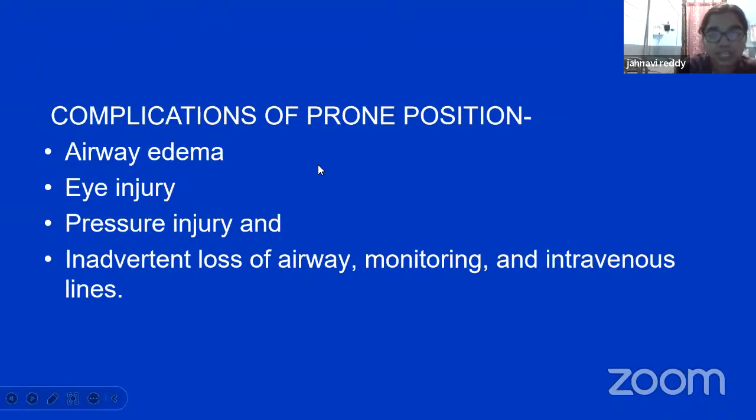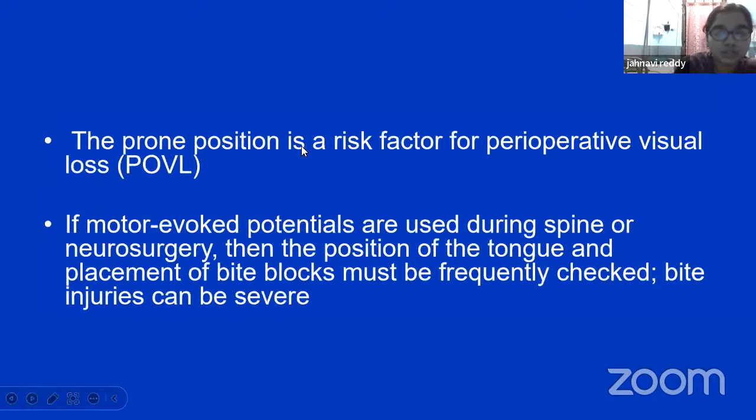Complications of prone position are airway edema, eye injury, pressure injuries, and inadvertent loss of airway, monitoring and intravenous lines. So care should be taken while placing the patient in the prone position. The ET tube should be disconnected from the ventilator while turning the patient from supine to prone, and after turning to prone, we should immediately connect the ventilator to the patient. And prone position is also a risk factor for perioperative loss of vision.